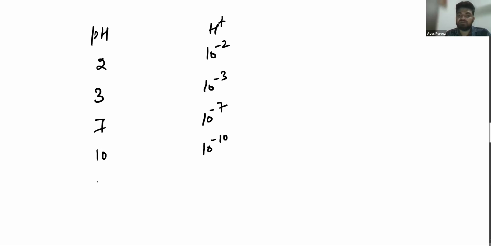Got it? So whatever the pH is, the hydrogen ion concentration will be the same number but as 10 raised to the negative power. If the pH of a solution is 12, what is the hydrogen ion concentration? 10 raised to the power minus 12. Okay, Shweta, you understood?